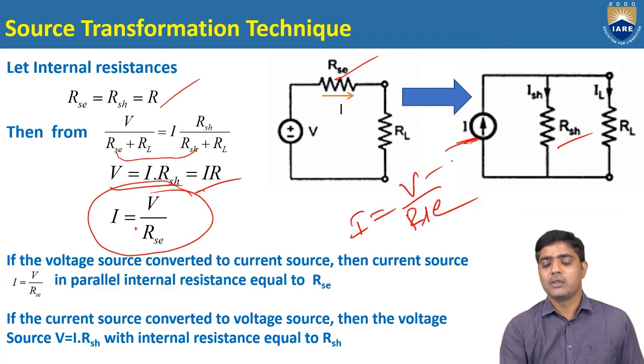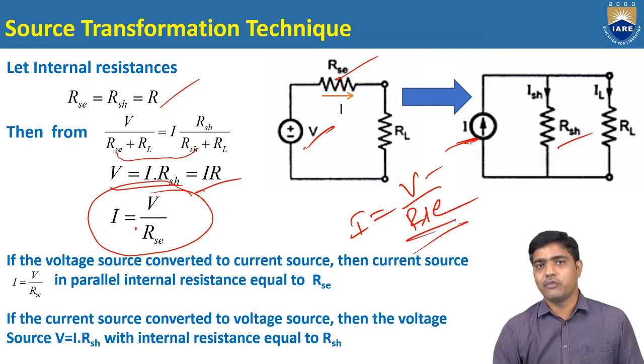What is the V? That is the voltage source. RSC is the internal resistance of that particular voltage source. Now this RSH is going to be RSC, and I is going to be V by RSC. In that way you can convert the given voltage source into the current source in a very simple manner.